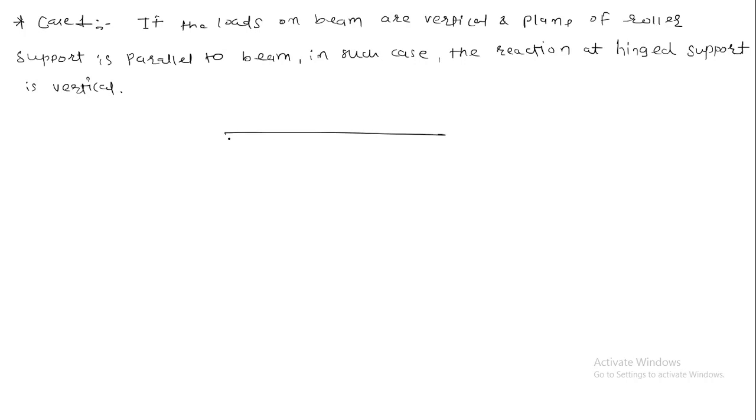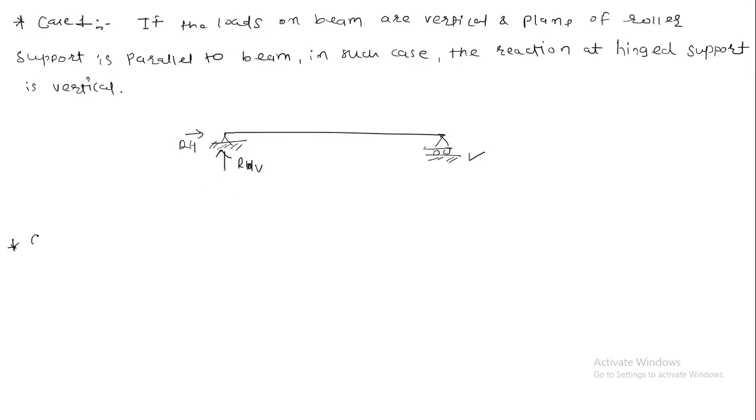So let us understand with example. This is hinge support and this is roller support, right? So it says that roller support is parallel to the beam. Roller support is parallel to the beam. In such a case the reaction at hinge support is vertical. So there will be one vertical reaction at hinge, horizontal reaction at hinge, right? So in this case, since there is no any inclined load, so this is the first case.